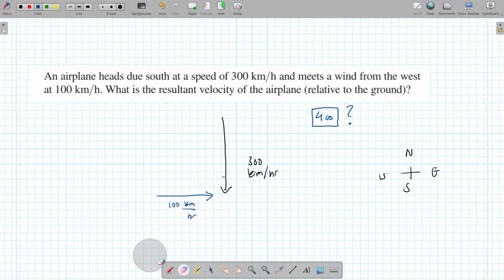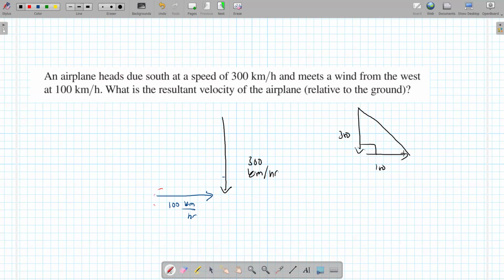But again, since we're given a speed with direction, we're dealing with vectors. So we need to do the tip to tail. I'm going to show you both ways. The order doesn't matter with vectors. That's the beauty of it. You can move this over here, so it would look like this. It's 90 degrees. This is 100. This is 300. This is your resultant vector right there, which is going to be what? 300 plus 100. Agree with that?